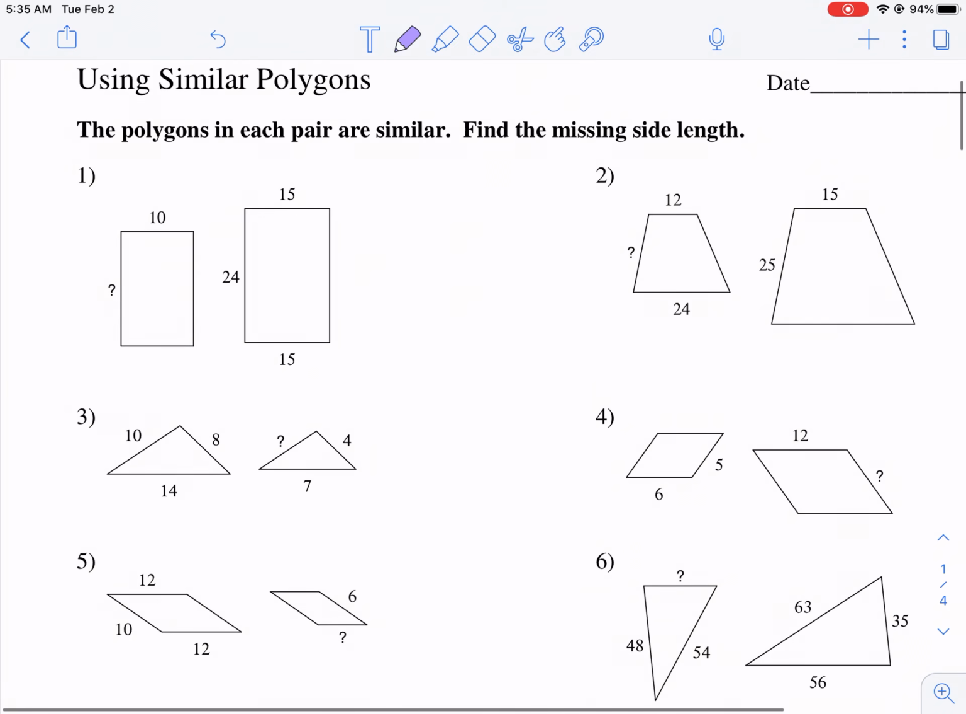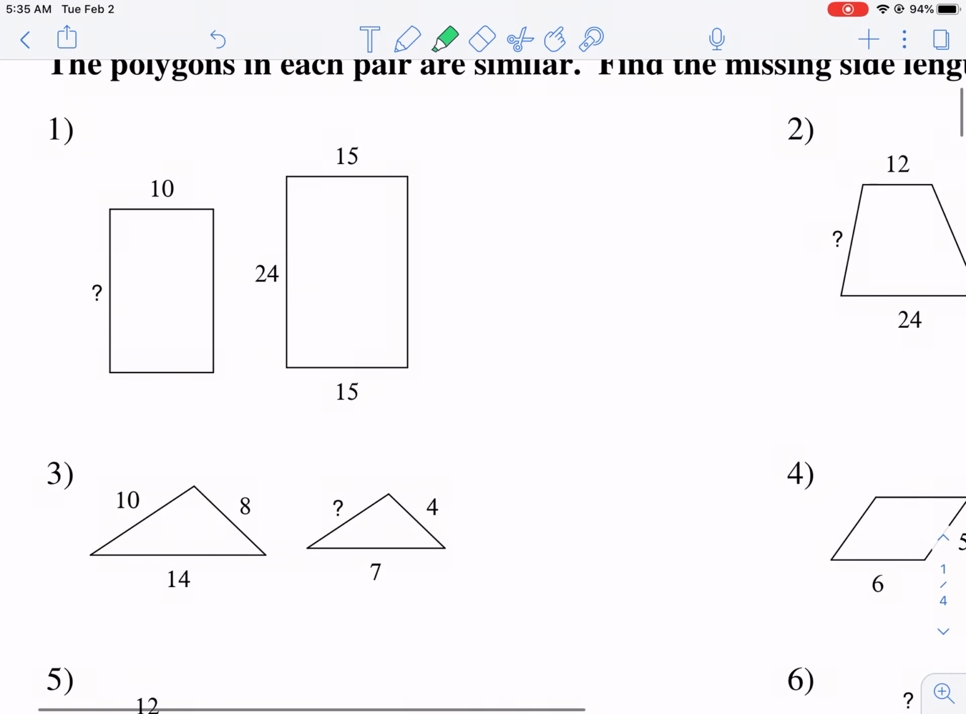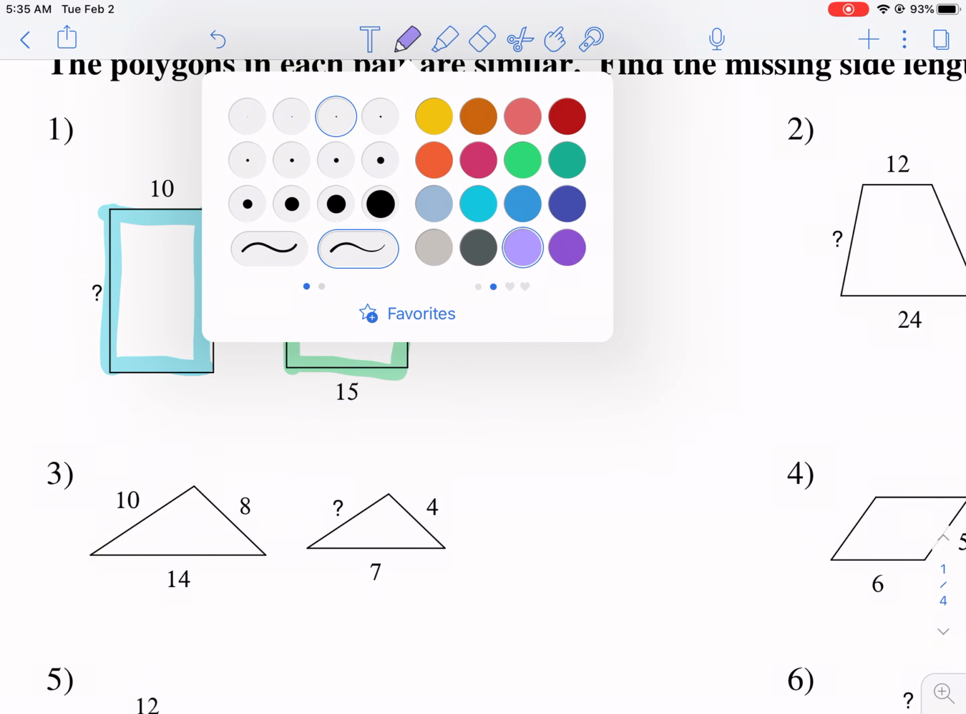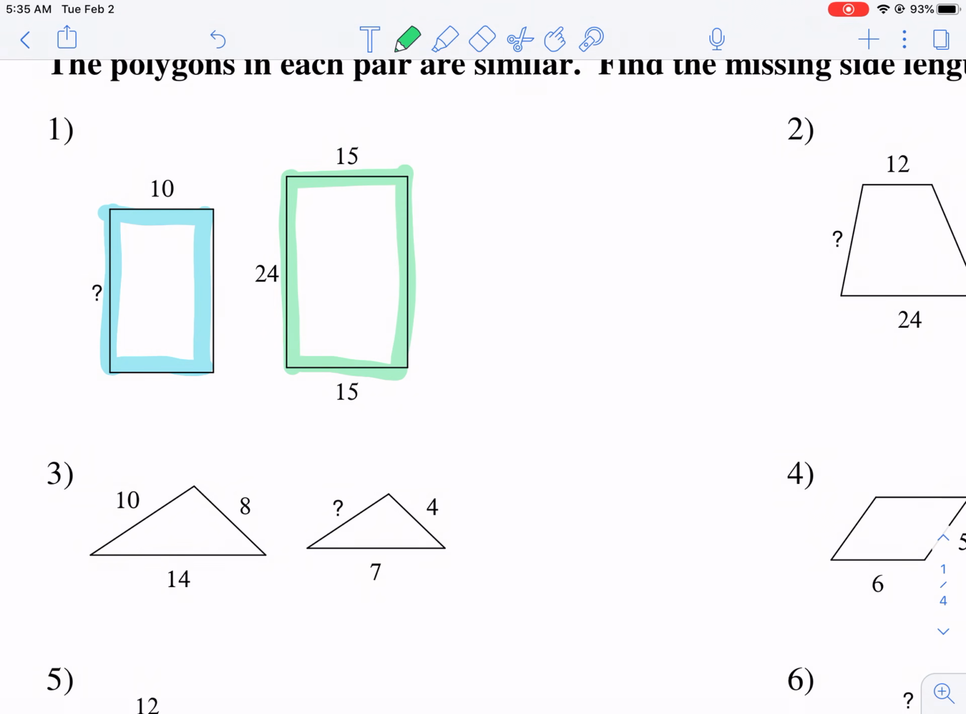Now, the first thing we need to do is identify the big and the small polygon. In this case, this one's clearly the bigger one. If you didn't get it based on appearances, you can see that the side lengths are bigger. So this 15 is bigger than that 10. Therefore, the green one is the big one, okay? Now, once we establish that, we just need to compare two sides. We don't really need to worry about some of the other ones, okay?